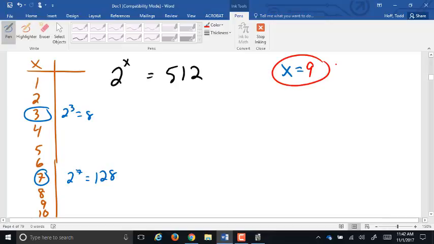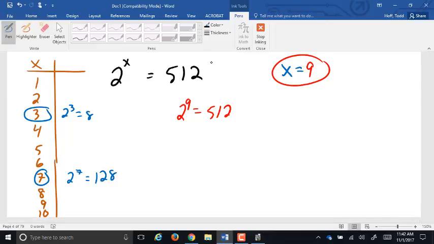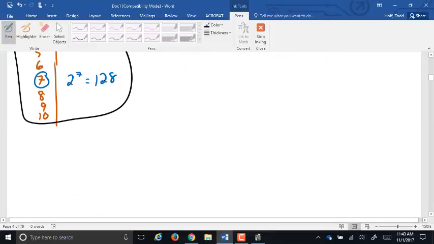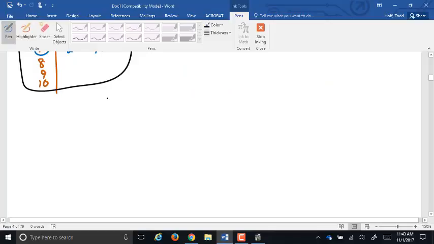X equals 9. 2 to the power of 9 is 512. So again, all we could do on these was try numbers, take an educated guess, and see what works. Basically, using a table like this is one way to organize it. There are other strategies that could work. We want a way to calculate it directly.